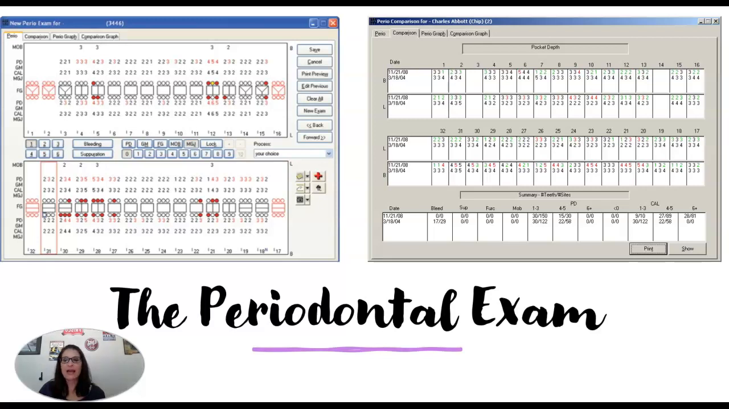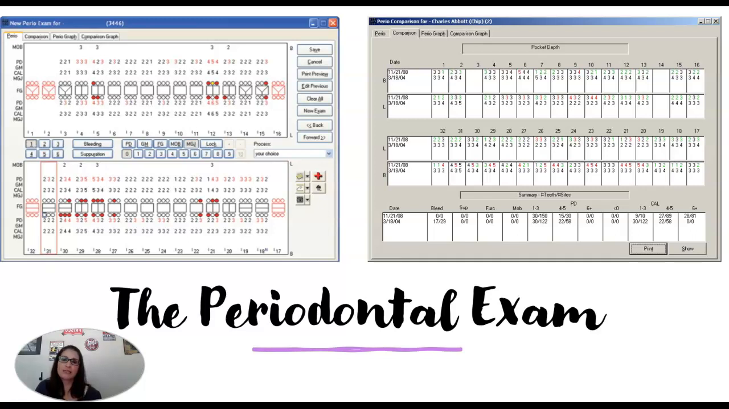The periodontal exam. The perio exam is very important because it's something we refer to quite often to determine what type of treatment we need to come up with for the patient and what's going to be best for them based on what we're seeing.